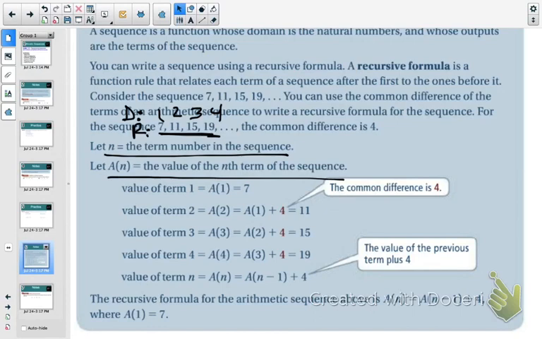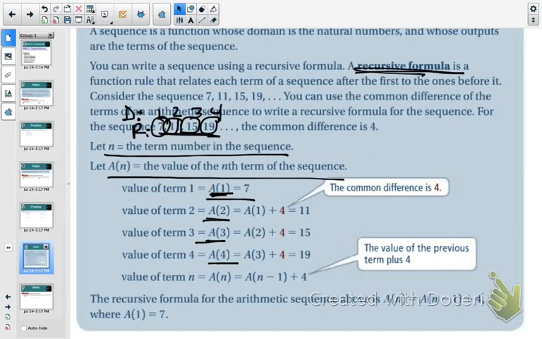So we can use a recursive formula that relates each term of the sequence after the first to the ones before it. A recursive formula always refers back to the previous term. If you look at this, the value of the first term, a1, is 7. That's just this guy right here, 7. a2 is 11, the value of the second term. a3 is 15. a4 is 19.